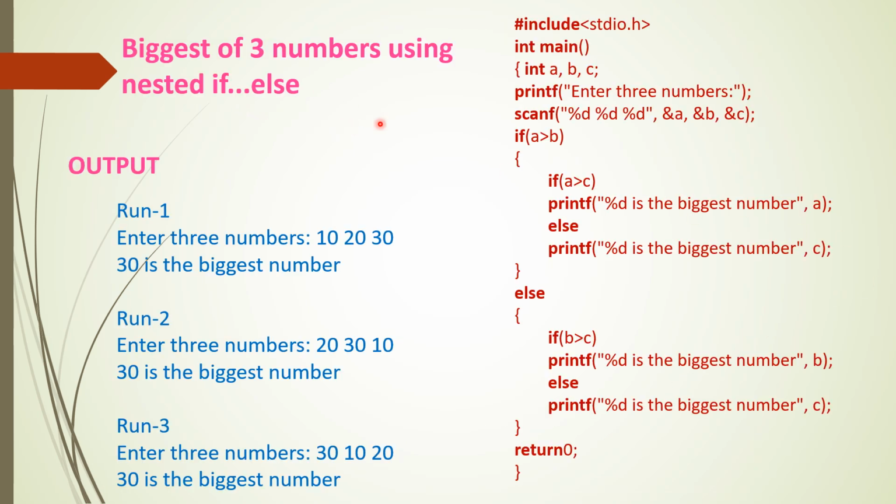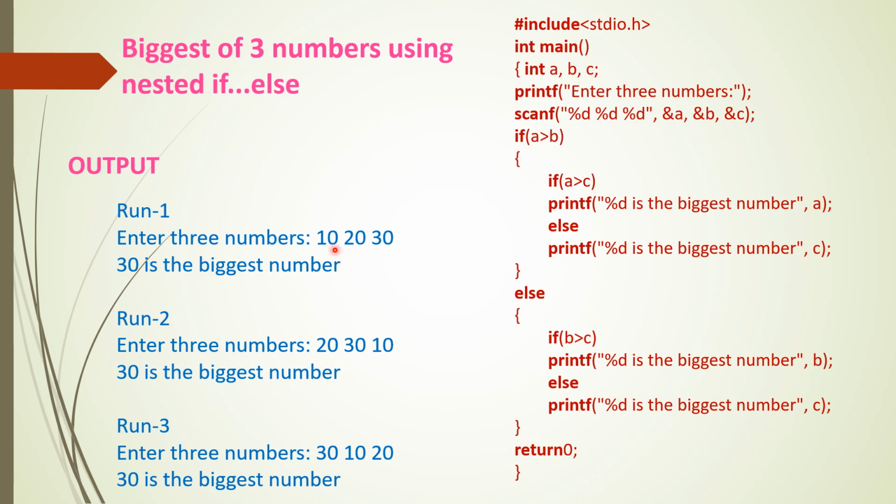I have three numbers, and I'm going to find which is the biggest number among the three numbers given. So we declare three variables as integer, then we get all the variables and print it. Now I give the first if condition, condition 1, a greater than b. We are checking it for a, and then we enter inside the loop.